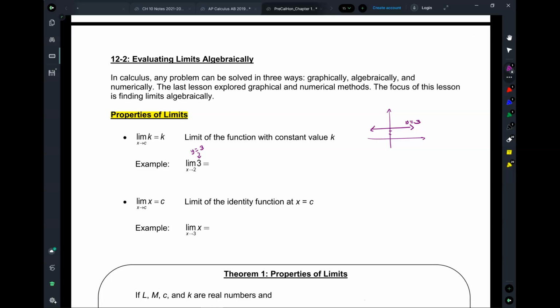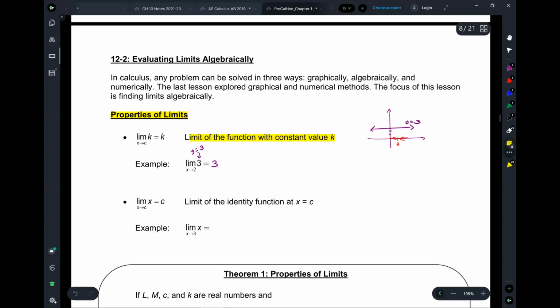When x is 0, what's y? When x is 5, what's y? When x is negative 1,000, what's y? 3. So as x approaches c, what's y? 3, right? So when I have the limit as x approaches 2, this is x equals 2, and as I approach 2 from the left and the right, the y value is approaching 3. So the limit of this will just be 3. And that's the same for any constant. The limit of the function is just the constant value of k.